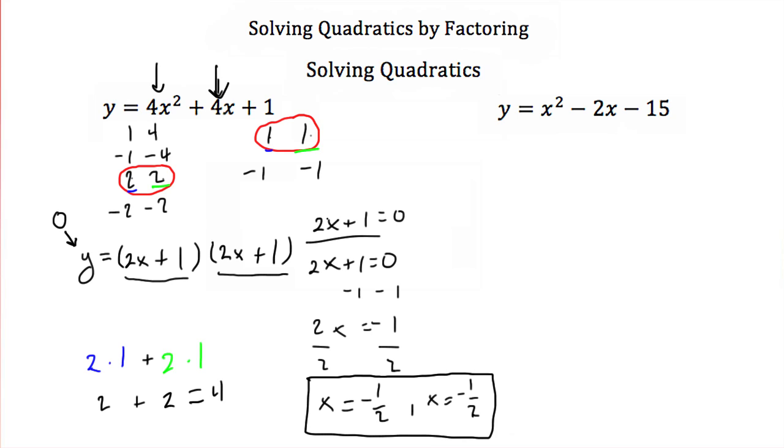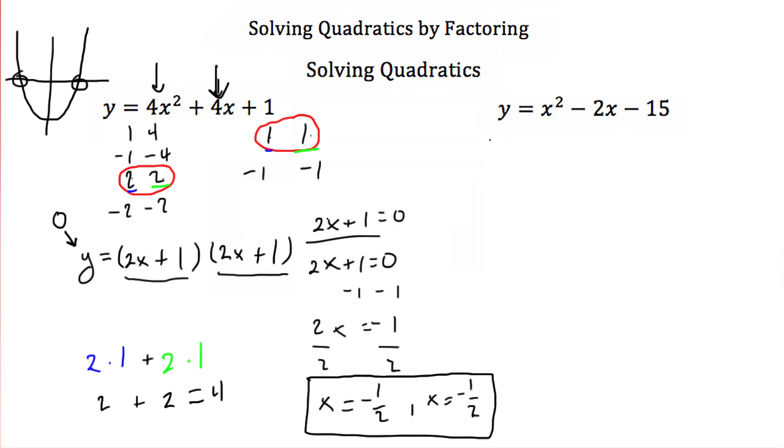These solutions are called roots or zeros because these occur when our function or our y value is equal to 0. Remember, this is a graph of a parabola. So then these roots or solutions or zeros are just when the parabola crosses the x-axis, or when y is equal to 0. So that's how you solve quadratics, and let's try this again.